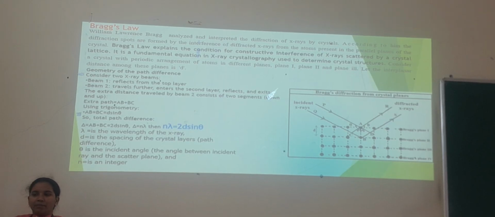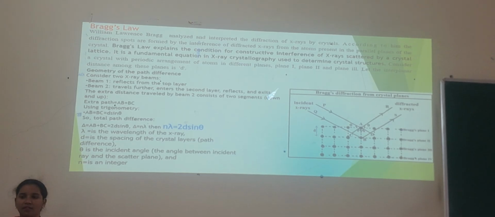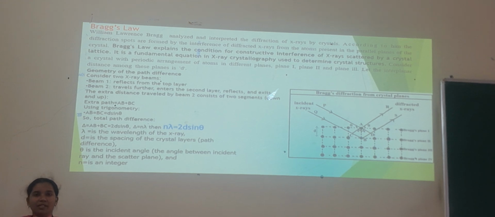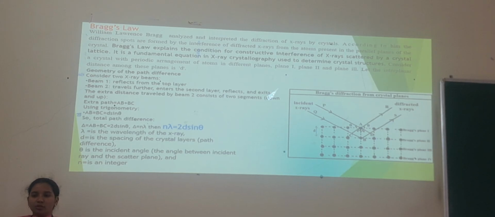Let the interplanar distance among these planes be d. The first beam reflects from the top layer. Beam 2 travels further, enters the second layer, reflects and exits. Thus, the extra distance travelled by beam 2 consists of two segments. Extra path is equal to AB plus BC. Using trigonometry, AB is equal to BC is equal to d sin theta. So the total path difference, delta, is equal to 2d sin theta, and n lambda is equal to 2d sin theta.